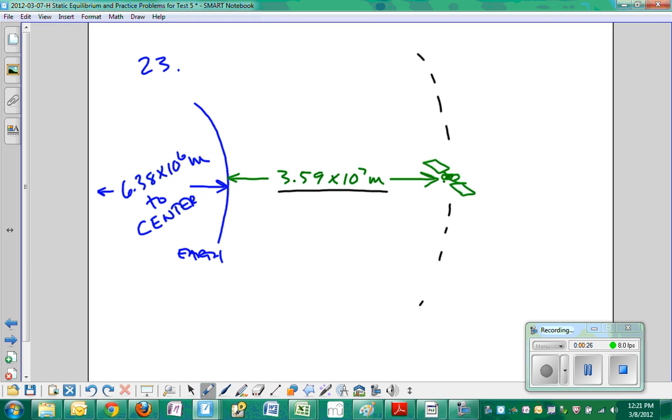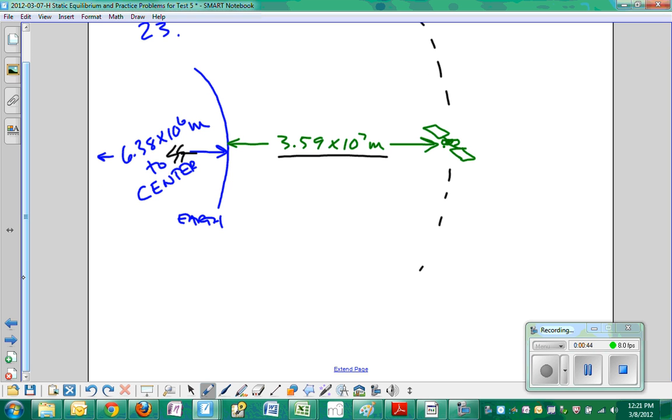Now, we also know that we have a distance of 6.38 times 10 to the 6 additional meters to Earth's center. When we're solving gravitational problems at magnitudes of gravitational acceleration, we are center to center. So the total distance, r, is going to be the sum of 6.38 times 10 to the 6 and 3.59 times 10 to the 7th. So we're going to get 3.59 plus 0.63, so it's going to be 10 to the 7th.